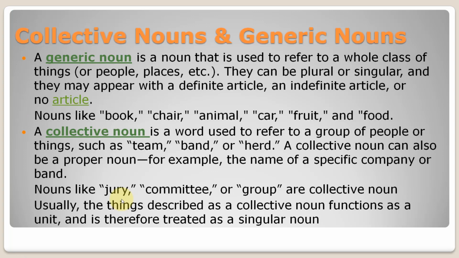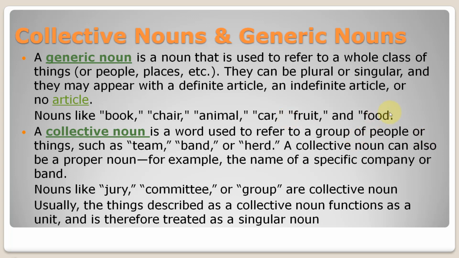Okay, now let's start with collective nouns and generic nouns. So what are generic nouns? Generic nouns are the names which we use to refer to a whole class of things or people or places, etc. For example, books, car, chair, animal, fruit, or food. But these nouns can be further classified into subclasses. For example, in the case of fruit, there are a lot of fruits that come under this heading, like bananas, oranges, grapes, pineapples, etc.